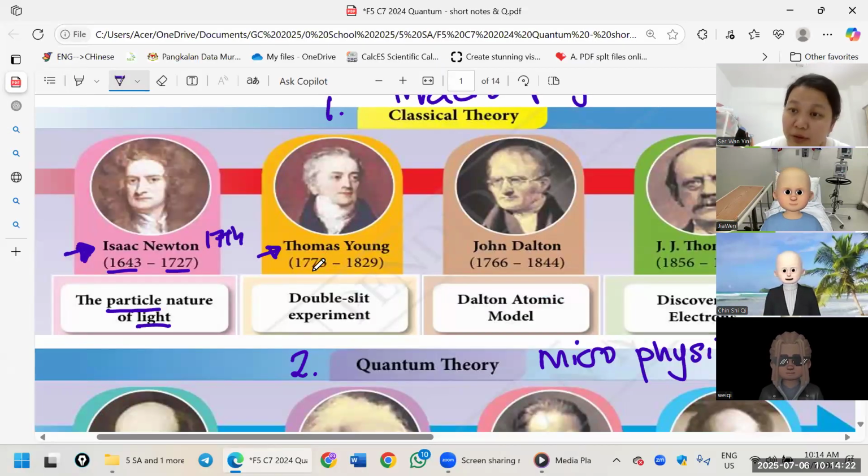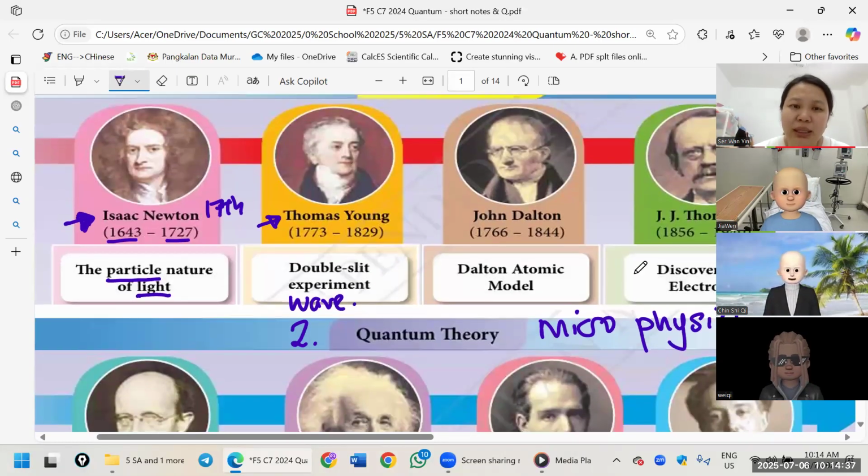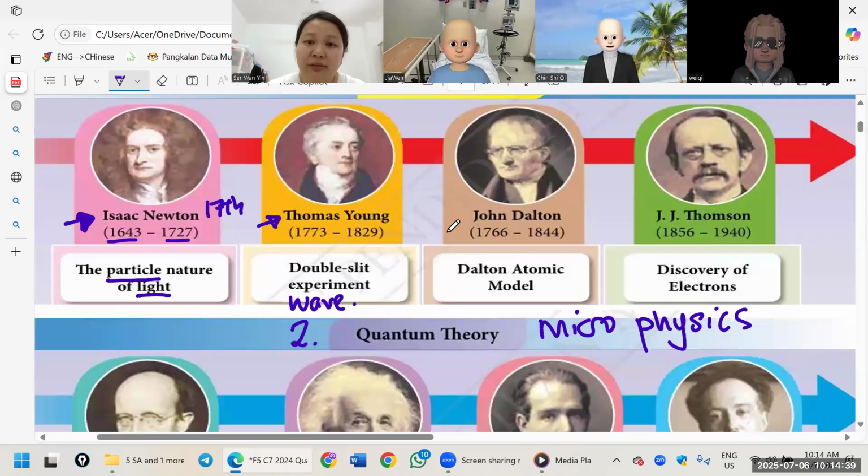So what did he prove? He said that no, light is a wave. Newton said light is particles, like molecules or atoms. But Thomas Young proved that light is a wave.